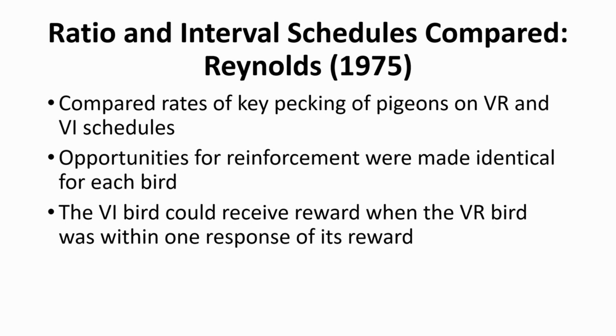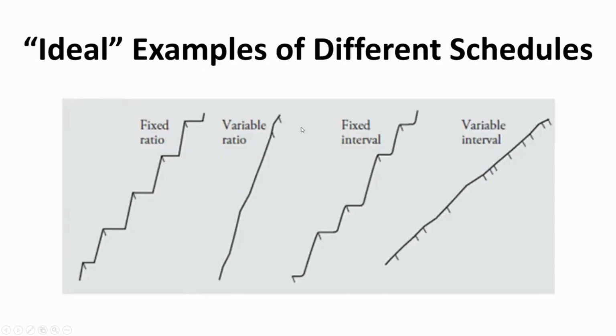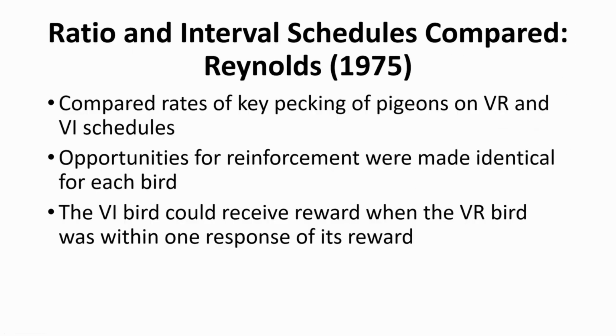So let's look at an experiment that actually tried to pick apart some of the specifics of these different kinds of schedules. All right, so this is a study by Reynolds back in 1975, and they wanted to compare ratio and interval schedules. So in both cases, they wanted to look at variable responding. So they have a variable ratio compared to a variable interval. Just as a reminder, our variable ratio and our variable interval. So there isn't a set amount. This one is a variable amount of responding, and this one is a variable amount of time.